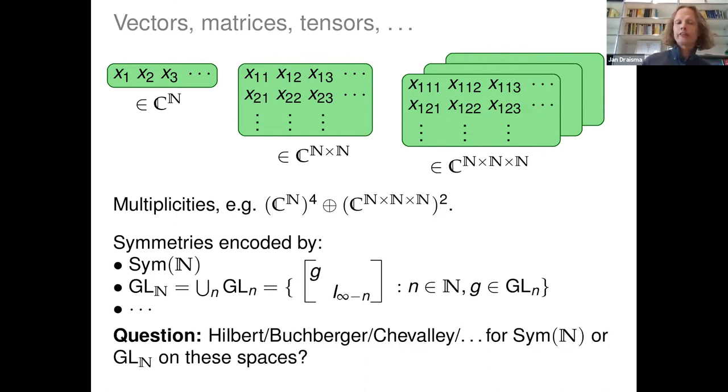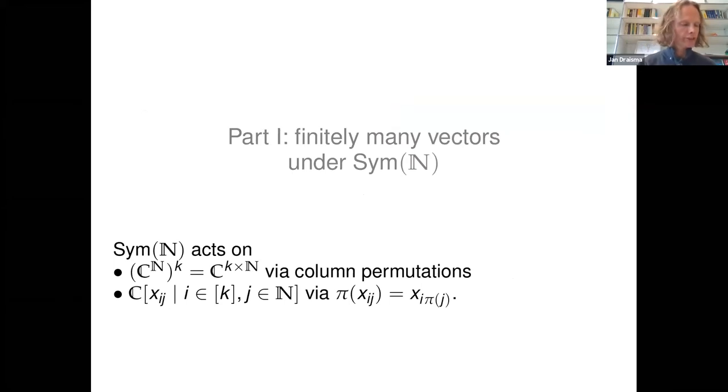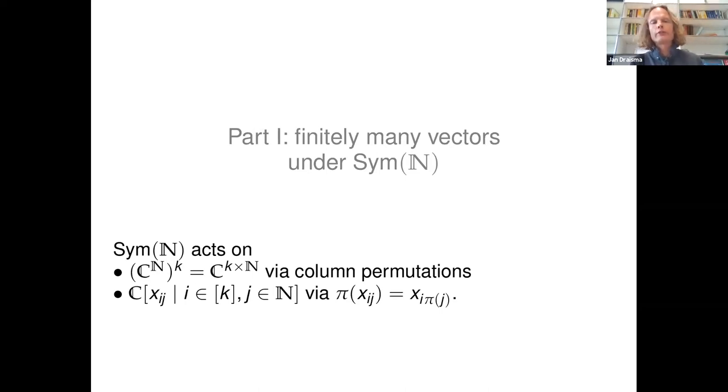And once again, the question is, are there analogues of Hilbert's theorem, Buchberger's algorithm, and Chevalley's theorem for these groups acting on these spaces? Now, the rest of this talk will be divided into two parts. The first part concerns finitely many vectors under the infinite symmetric group. And the second part concerns tensors under the action of GL infinity. Now, this infinite symmetric group acts on k infinite vectors, and you can also think of this as the space of k by infinity matrices, where the infinite symmetric group just permutes the columns.